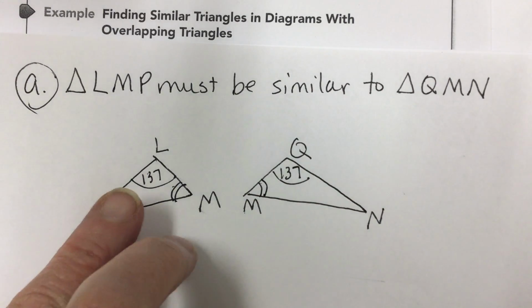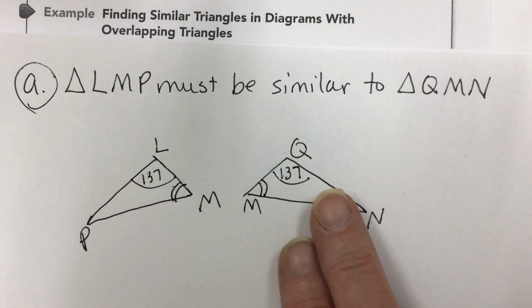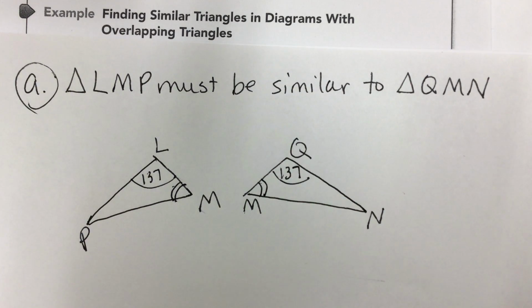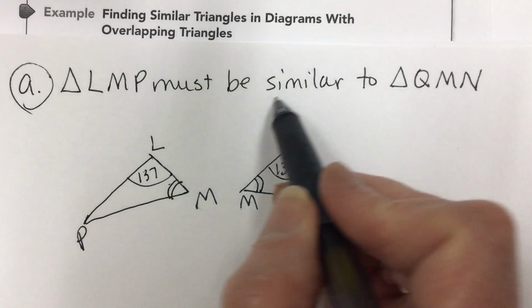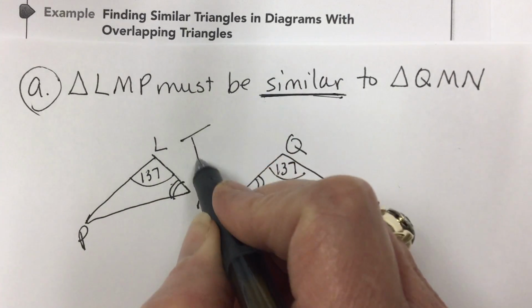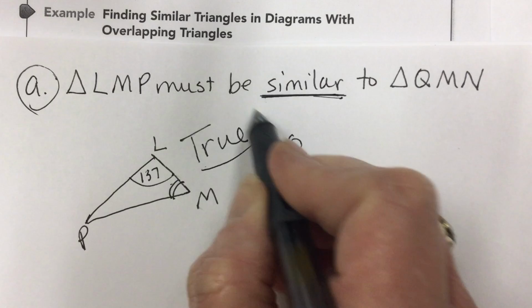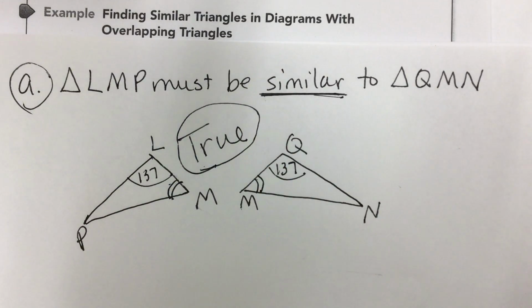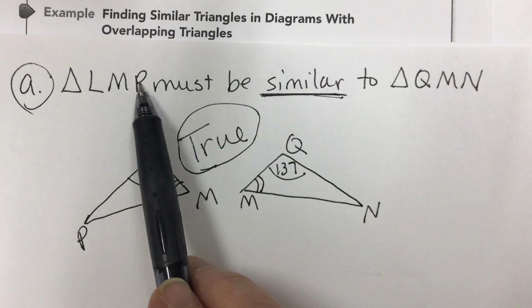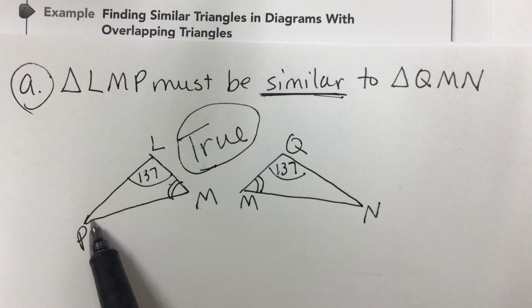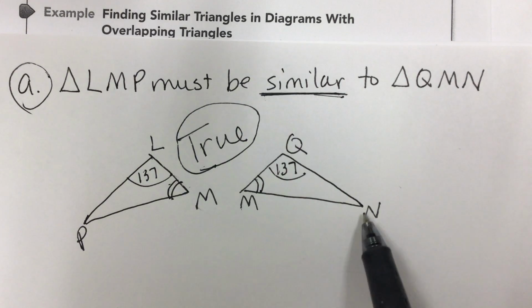So since we know that two angles of this triangle are congruent to two angles of this triangle, then these two triangles must be similar. So for part A, this is a true statement. Triangle LMP is similar to triangle QMN.